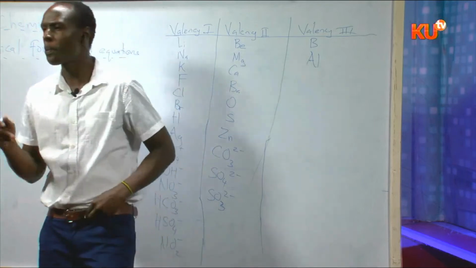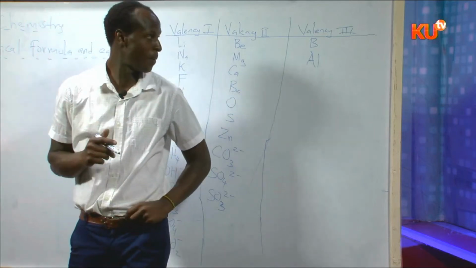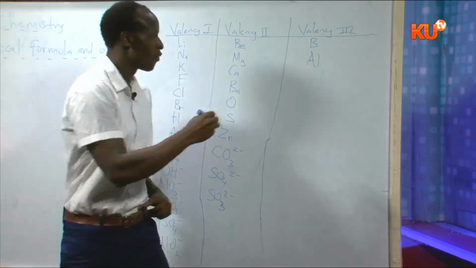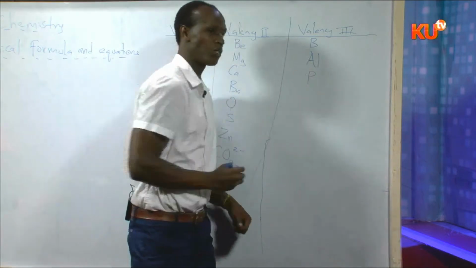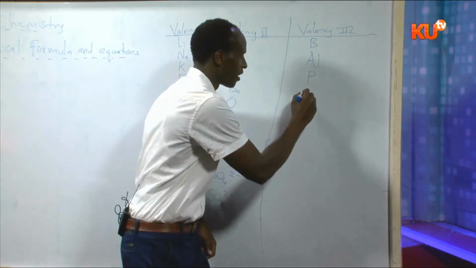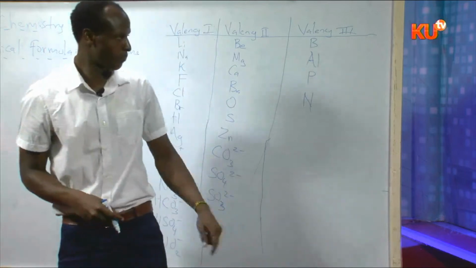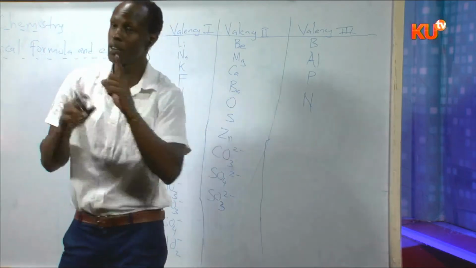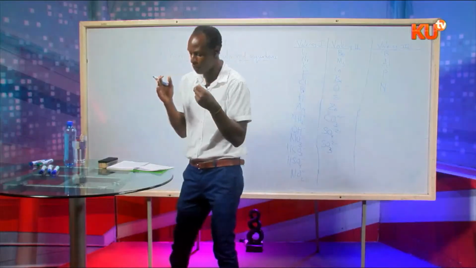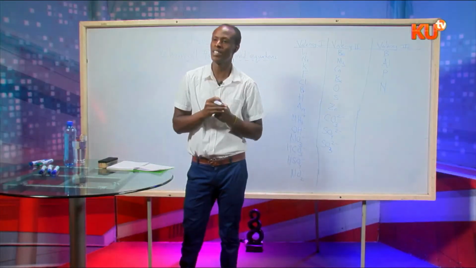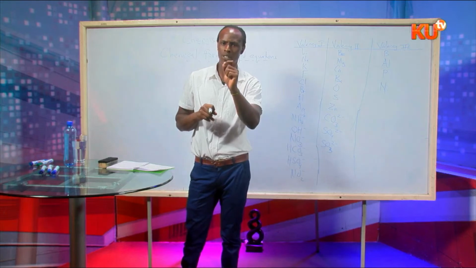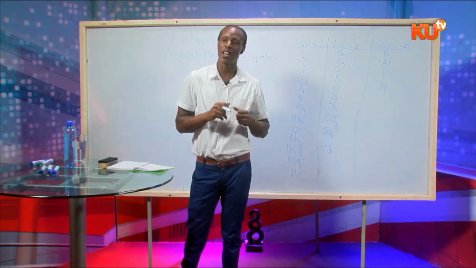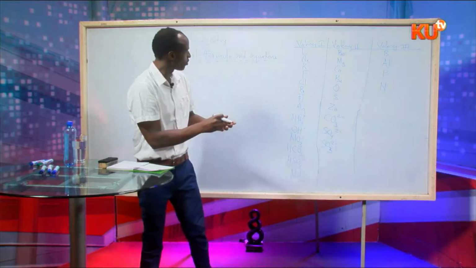Then let's move to group 5. The other elements with valency 3 are in group 5. We have P, which is phosphorus, and we have N, which is nitrogen. Some elements might change their valencies, and the valency is not constant, you'll find the name on the element. Now we have the elements with their valencies.